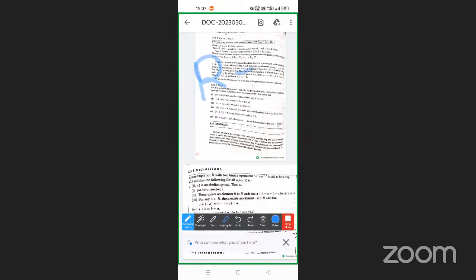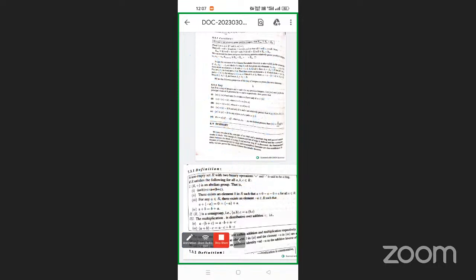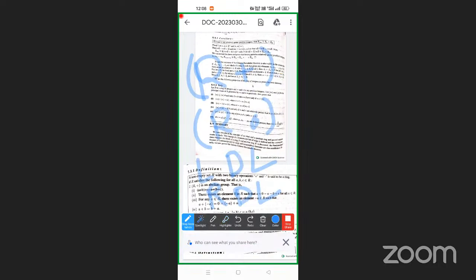So a ring is one where (R, +) is an abelian group, (R, ·) is a semigroup, and the distributive laws hold: the left distributive law and the right distributive law. So these are the five conditions. (R, +) is an abelian group, (R, ·) is a semigroup, the left distributive law and the right distributive law hold. Then we can say that (R, +, ·) is a ring. So this is the definition of a ring.